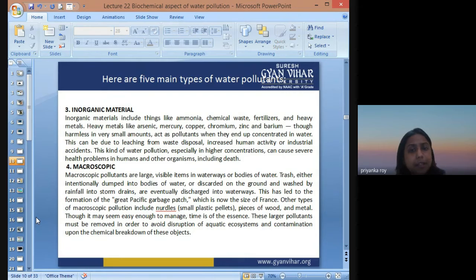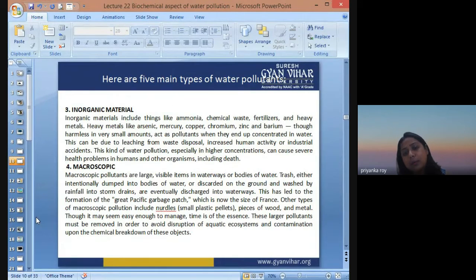Thirdly, inorganic materials include things like ammonia, chemical waste, fertilizers, and heavy metals like arsenic, mercury, copper, chromium, zinc, barium and lead, which are all very harmful even in very small amounts. They act as pollutants when they end up concentrating in water, and this can be due to leaching from waste disposal, increase in human activity and industrial incidents.